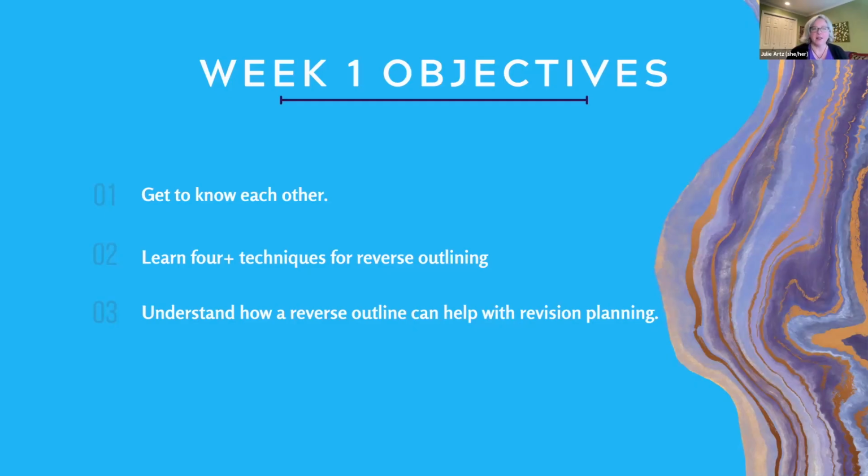So, reverse outlining. We already got to know each other. Today, we're really going to talk about four and a bonus, so it's really five techniques for reverse outlining that I like to use either when I am planning a story or when I'm at any stage in the revising of the story. And we're going to not only talk about how to create the reverse outline itself, but also to understand how that reverse outline will help you plan the revision.